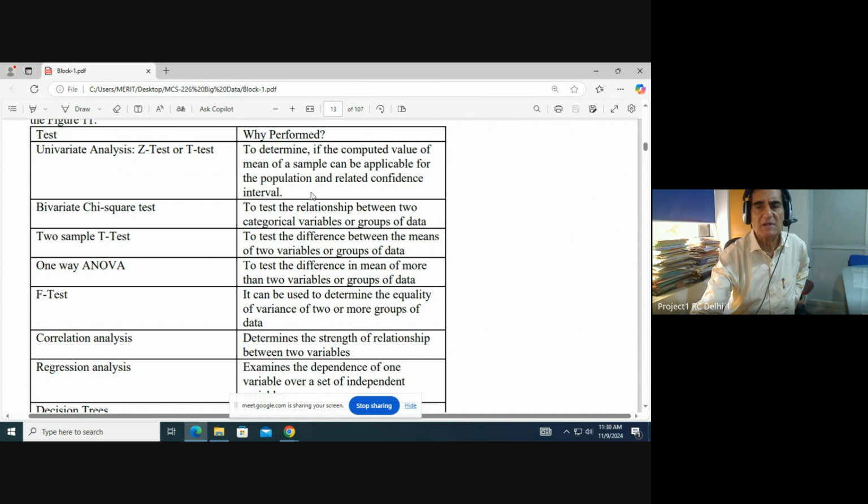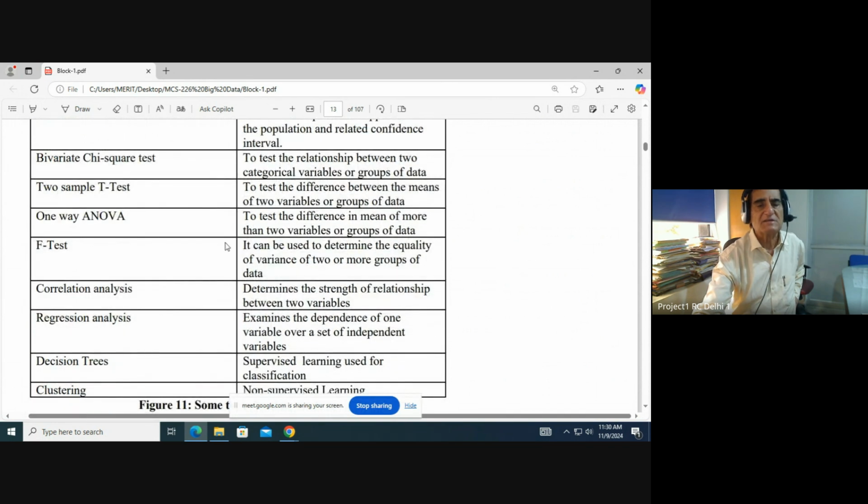As we had mentioned, in the circle there was the population and the two or three points we took were the sample. To test the relationship between two categorical variables or groups of data, that is the chi-square test. T-test is to test the difference between the means of two variables or groups of data. And ANOVA test is to test the difference in means of more than two variables or groups of data. F-test can be used to determine the equality of variance of two or more groups of data.